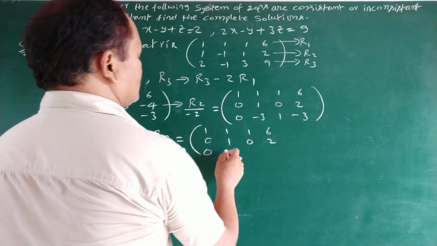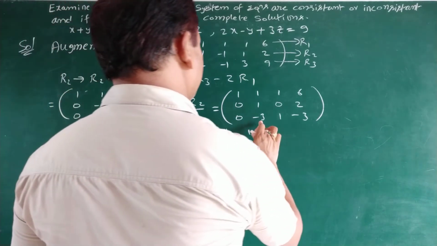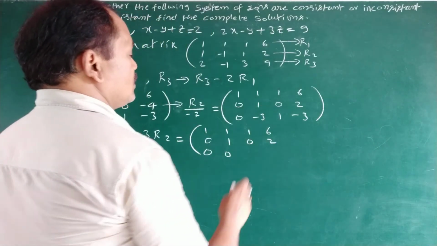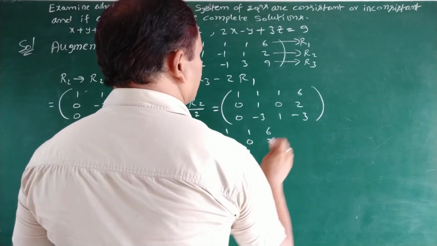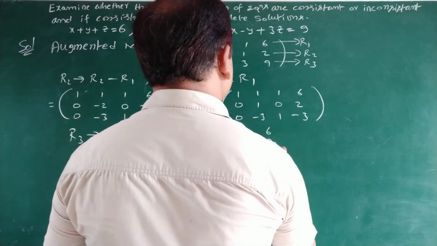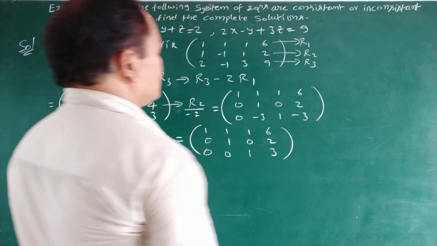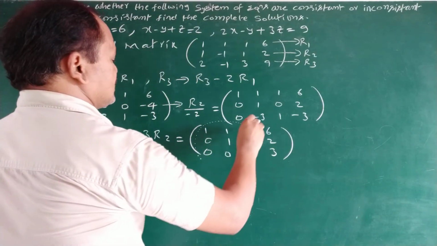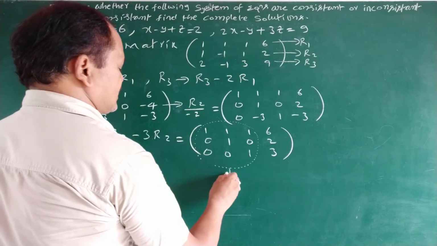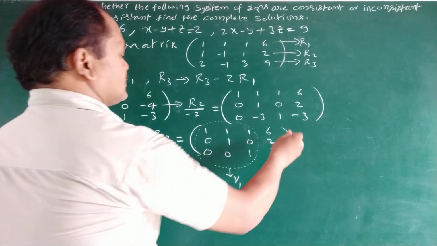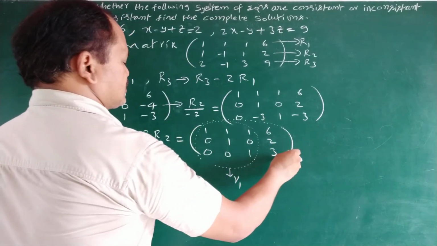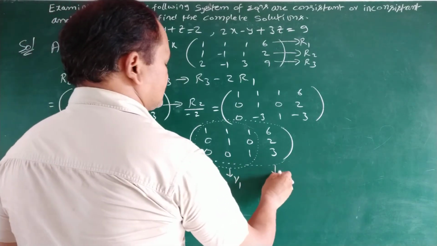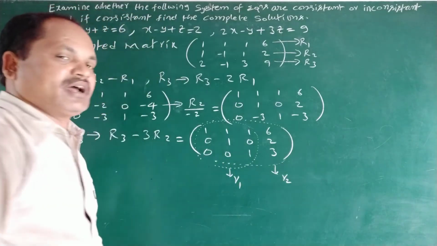Here it is 0, 0, since minus 3 plus 3 is 0. Now it is 1. Now it is minus 3 plus 6 is 3. That's all. Now observe, this is the coefficient matrix. Its rank is taken as small r1. This total matrix is the augmented matrix. This rank is taken as r2.